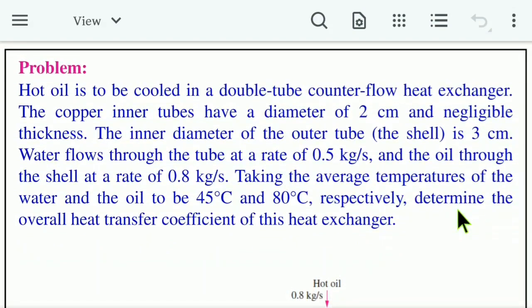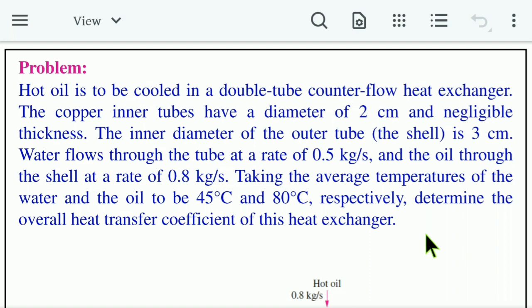There is another problem. Hot oil is to be cooled in a double tube counterflow heat exchanger. The copper inner tubes have a diameter of 2 cm and negligible thickness. The inner diameter of the outer tube, the shell, is 3 cm.